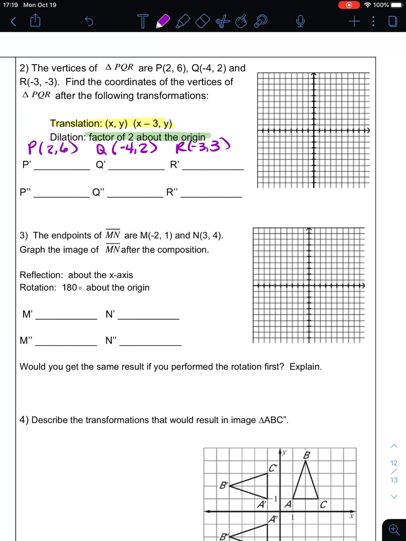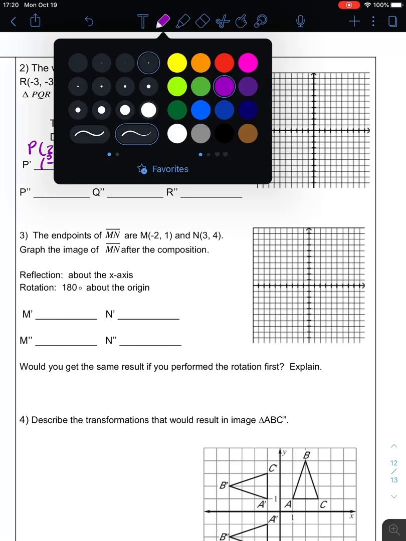So if I'm going to shift to the left 3, I'm going to subtract 3 from x. So my original x was 2, and if I subtract 3, then I'm going to be at negative 1, 6. If I subtract 3 from negative 4, I'm going to be at negative 7, 2. And if I subtract 3 from negative 3, I'm going to be at negative 6, 3. So there's my intermediate spot after I have translated.